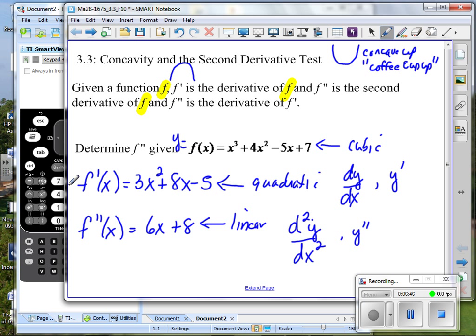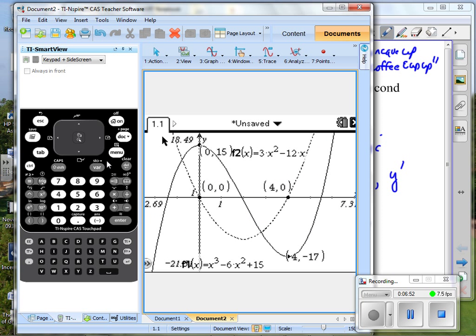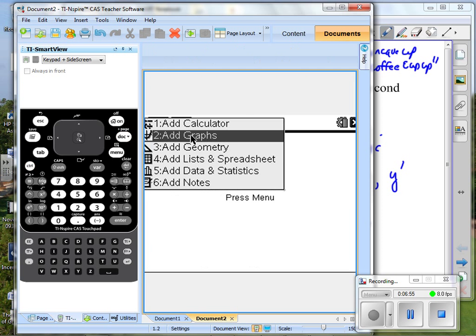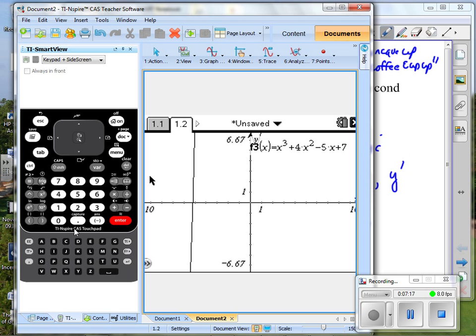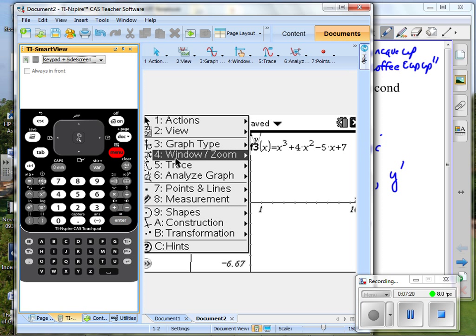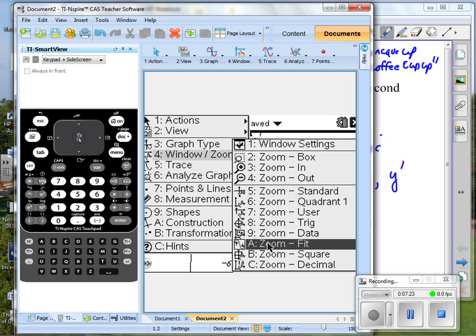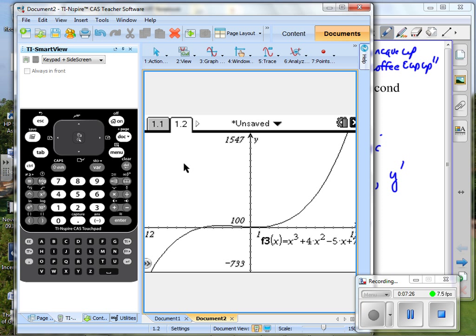Okay, let's look then. We only have a few minutes, so let's see how quickly we can do this. Add another graph page. And I just want you to put the function in that we just did: x cubed plus 4x squared minus 5x plus 7. I didn't look at a window on this one first. I'm going to do what I never do, a zoom fit.